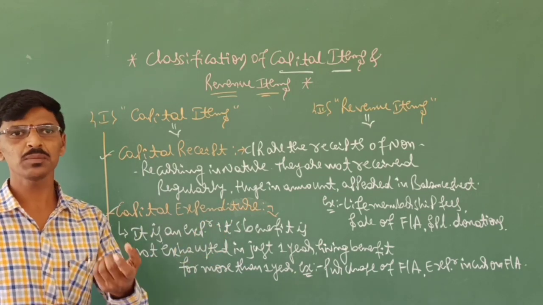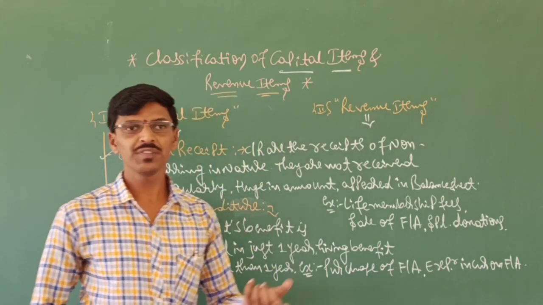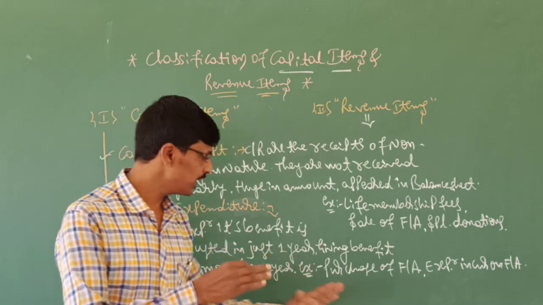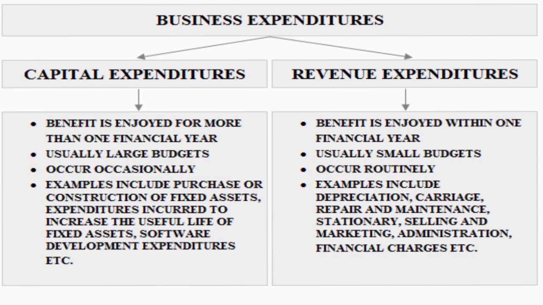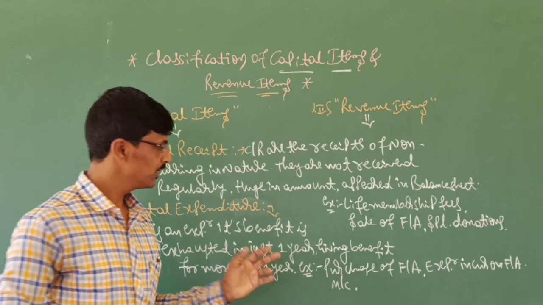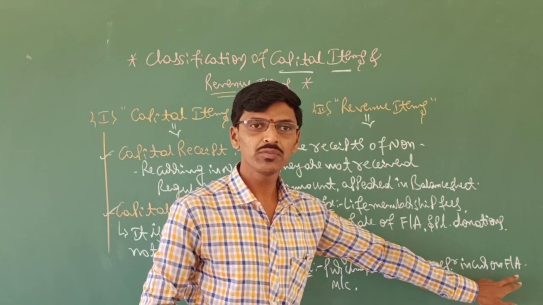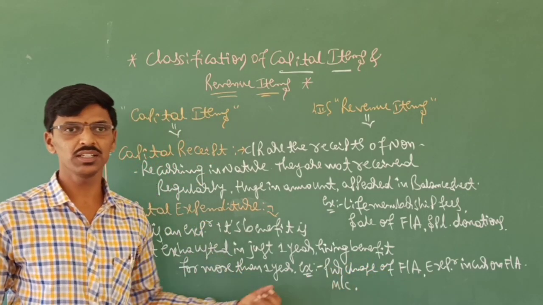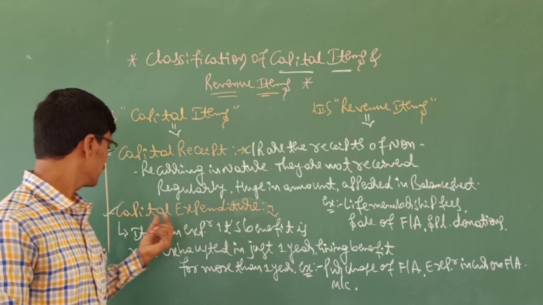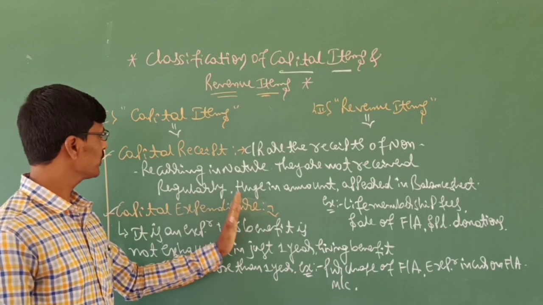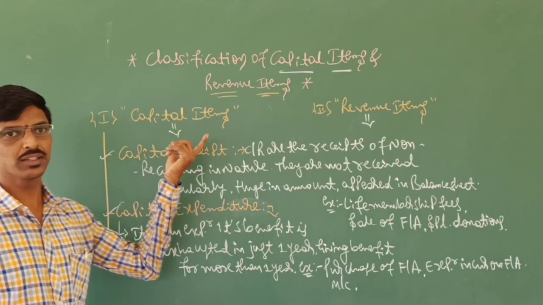Say, for example, I'll give a simple example: purchase of fixed asset. Fixed assets are assets which are used for a longer period of time. You are spending or investing an amount in the purchase of fixed assets, for example, plant and machinery, land and building, which give benefit for more than 1 year. Also, expenditure incurred on fixed assets, whatever amount is spent in the purchase of fixed assets, also comes under capital expenditure. It gives benefit for more than 1 year. So this is about the first classification, capital items.